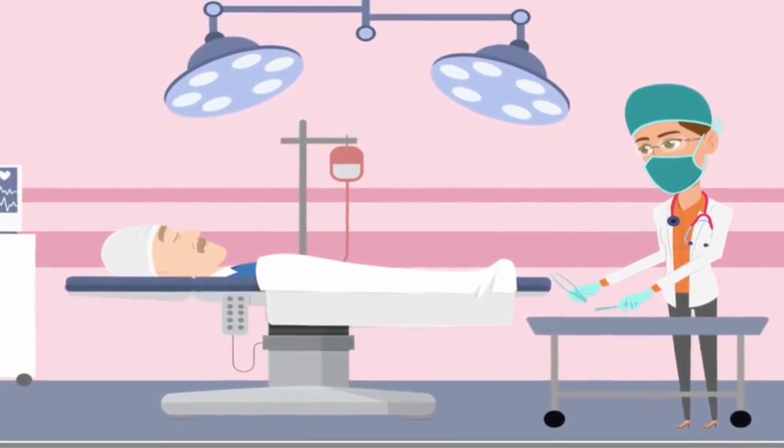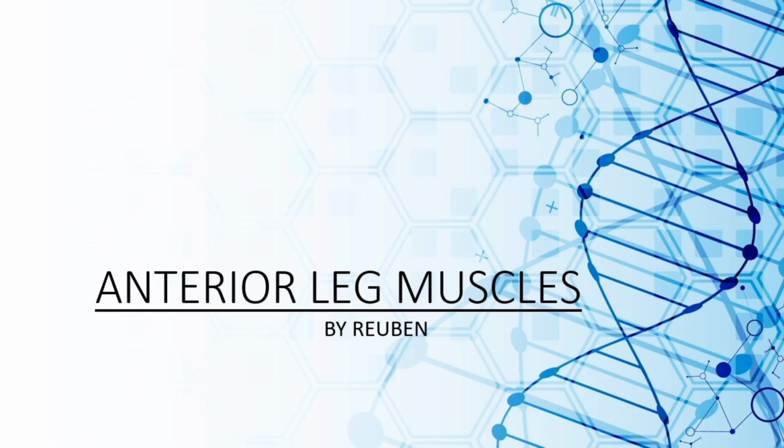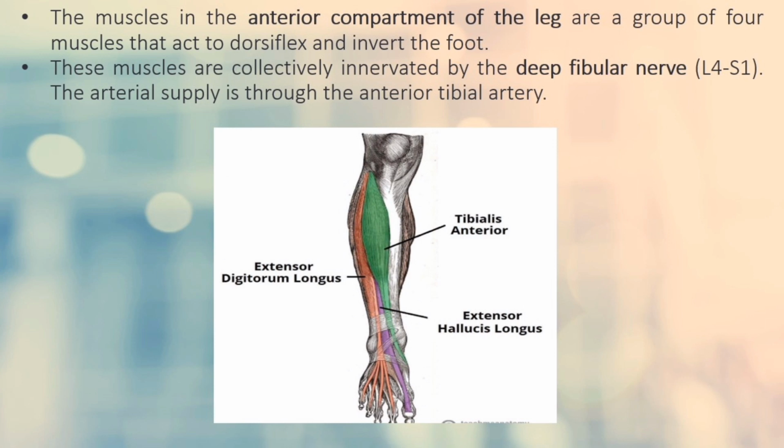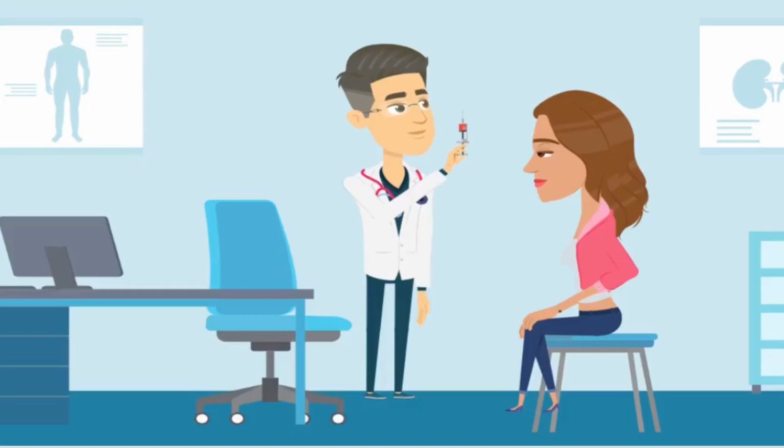Without further ado, let's dive into today's topic: the anterior leg muscles. The muscles in the anterior compartment of the leg are a group of 4 muscles that act to dorsiflex and invert the foot. These muscles are collectively innervated by the deep fibular nerve. The arterial supply is through the anterior tibial artery. In this video, we shall look at the anatomy of the anterior leg muscles, their attachments, actions and clinical correlations.